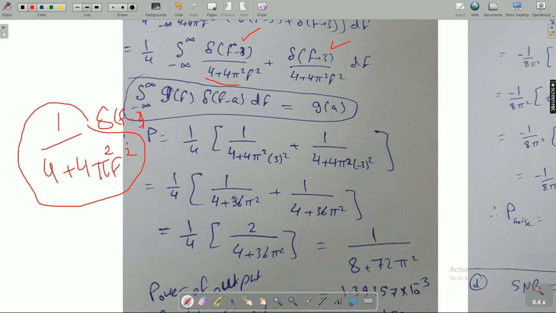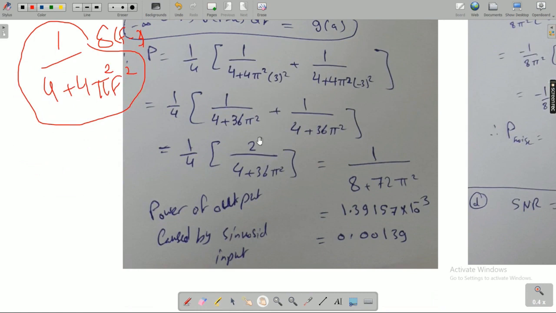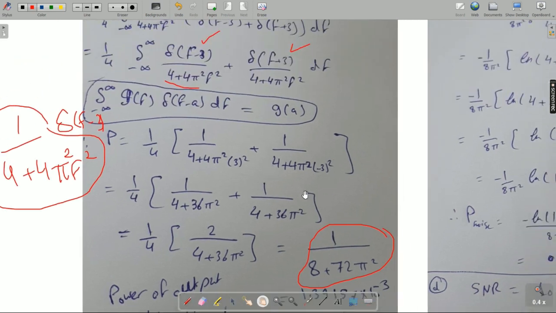And I obtain the values, added these two terms, same denominator. So the numerator we will just add, 1 plus 1 equals 2, multiplied by 1/4. So the final value of the power is as follows, which is 0.00139. So this is the power of the output caused by the sinusoid wave.